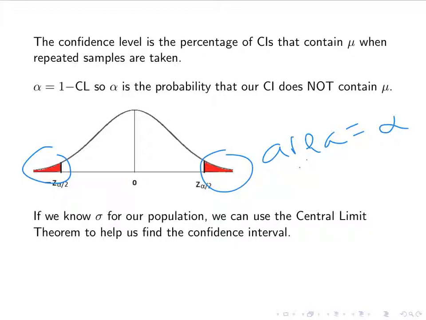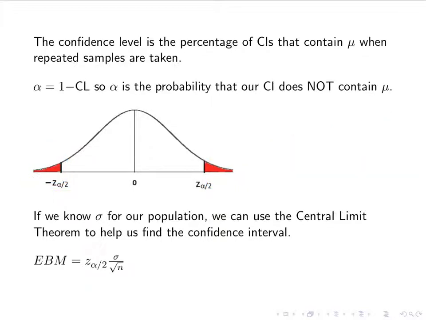Because of symmetry, we're going to have z sub alpha over 2 and negative z sub alpha over 2, right? Because again, it's symmetric about the mean. And if we're looking at z's, the standard normal distribution, it's centered at 0. So our goal is to find plus or minus z sub alpha over 2.